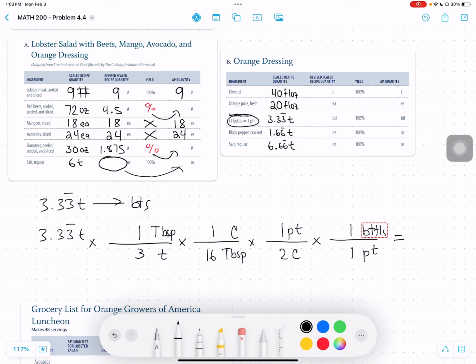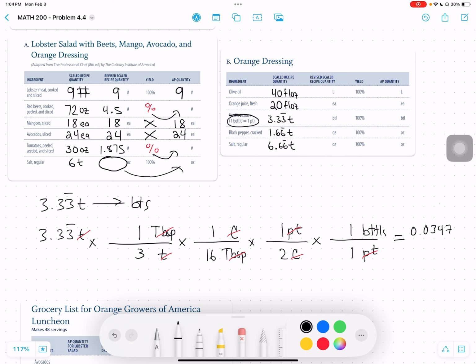Okay, now let's go ahead and do the math. Make sure all of the units cancel: teaspoons, tablespoons, cups, pints, and the result's going to be bottles. So that looks like 3.3 repeating, times one, all the numbers in the top. So I'm going to divide by 3 and then divide by 16, then divide by 2. And I'll get my total number of bottles that I need, which is 0.0347. This is vanilla extract that we're doing.